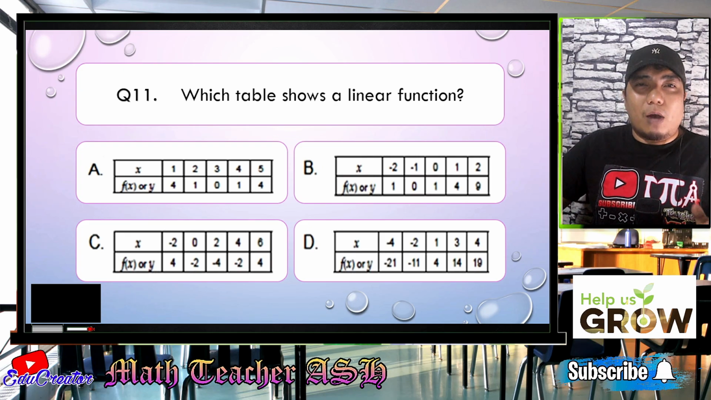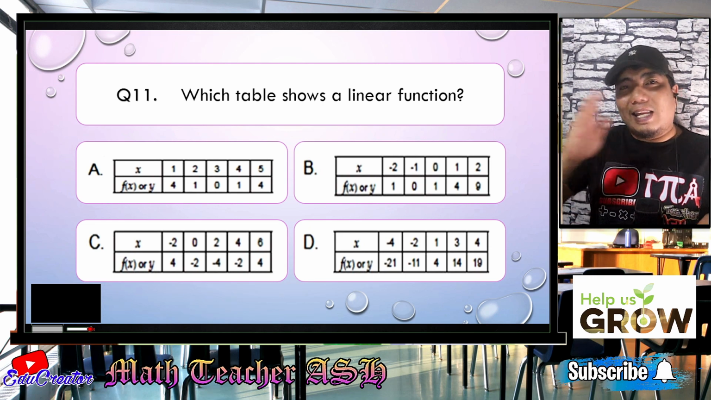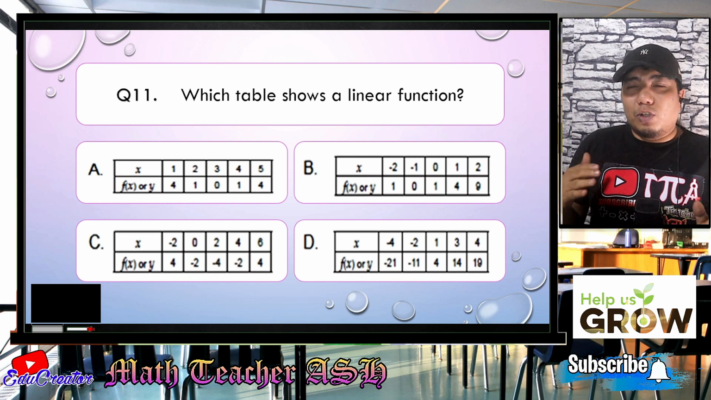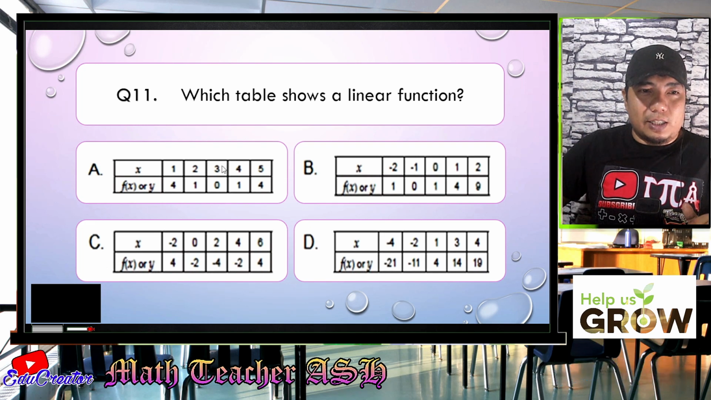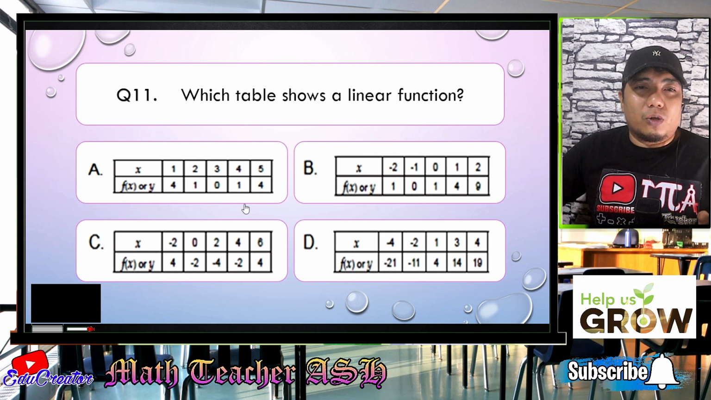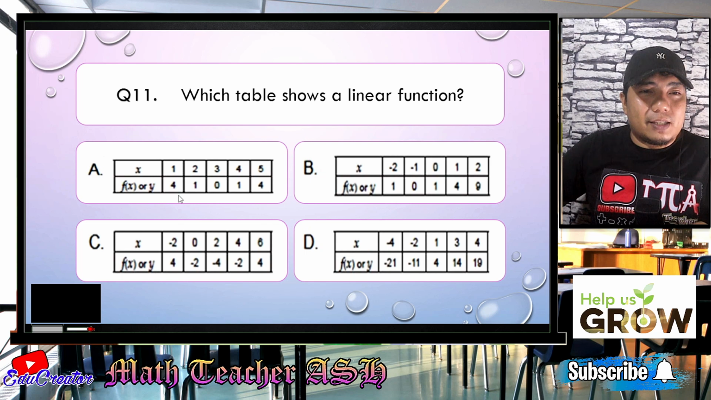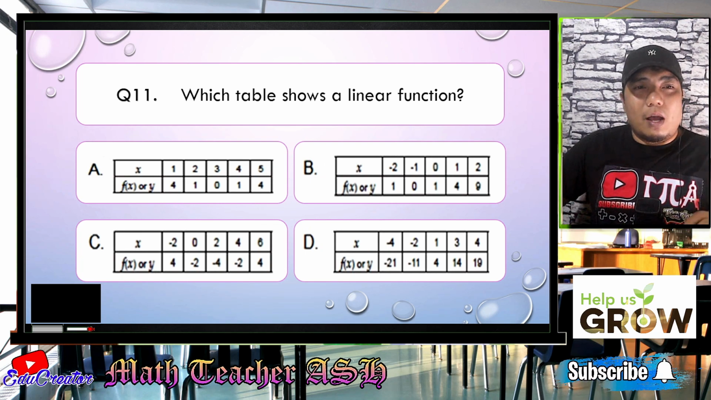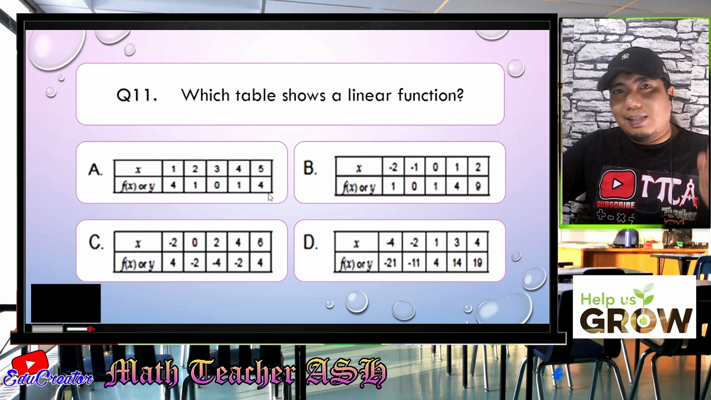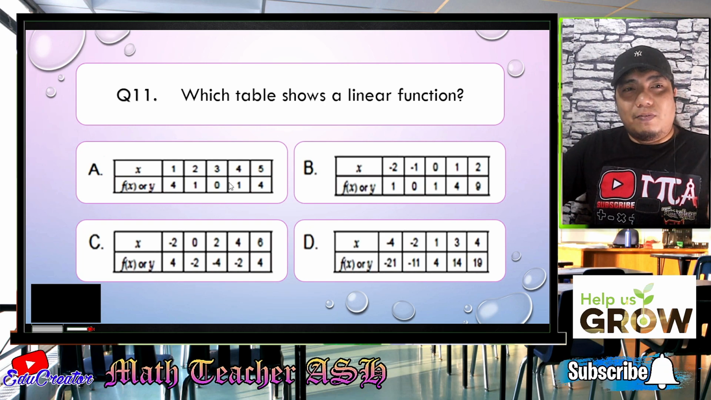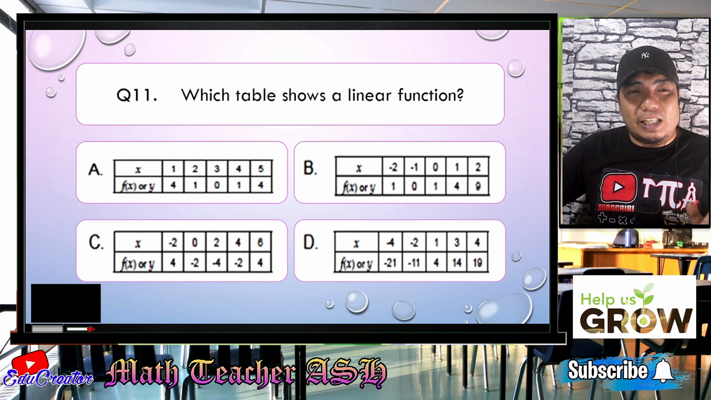Alright, math learners, how do we know which of these is a linear function? Remember, my dear math learners, that a linear function could be increasing or decreasing. So if you check your values of y, which is the f of x, the values should either be increasing or decreasing in order for it to become a linear function. As we can see here, 4, 1, 0. That is decreasing, going down. However, we have 1 and 4, so it's increasing. It is not uniform, so the trend of this table of values is not consistently decreasing. So letter A is wrong.